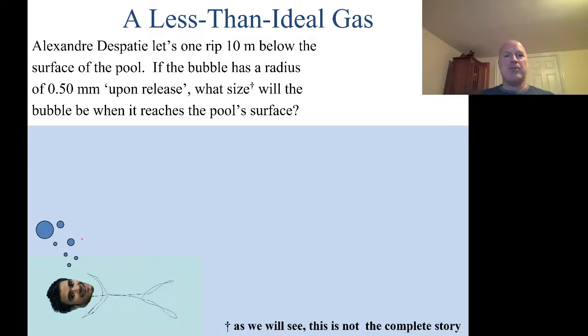Okay, ready? So we're going to do a problem using our gas law. Alexander Despati lets one rip 10 meters below the surface of the pool. If the bubble has a radius of 0.5 millimeters upon release, what size will the bubble be when it reaches the pool's surface?